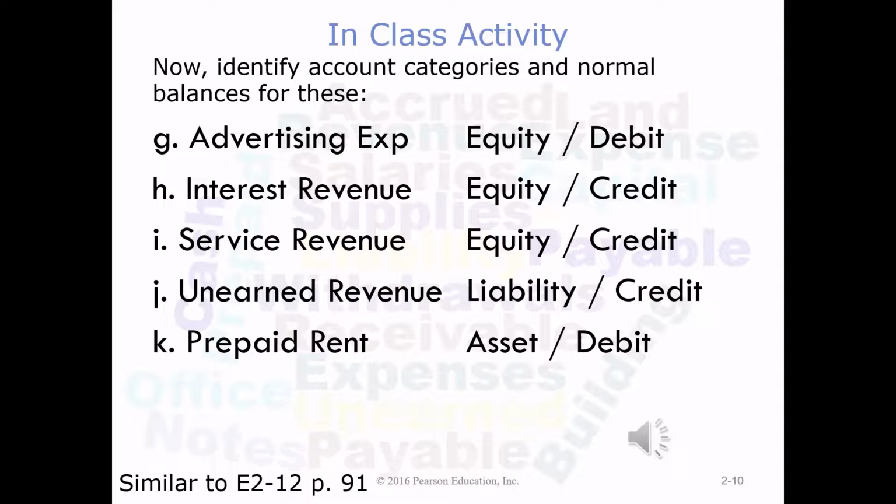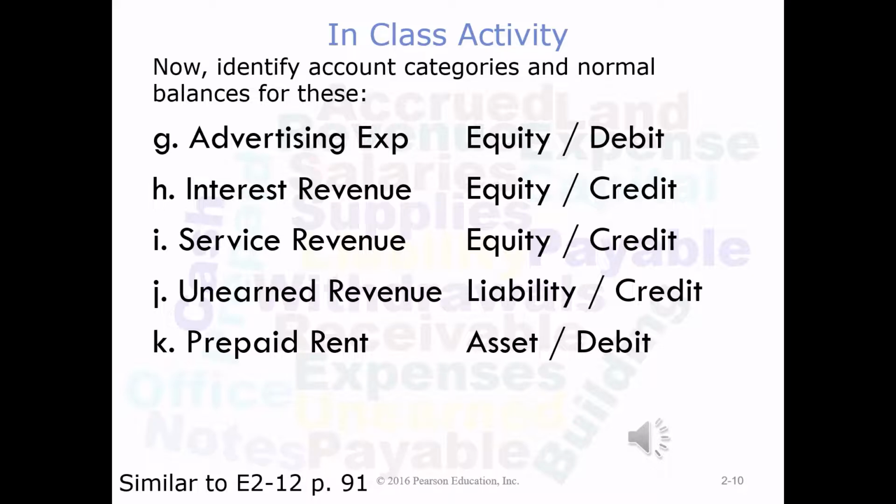There's a couple of tricky ones here, so let's look at all of them. First of all, advertising expense. Revenue and expenses both are in the equity section. Since when we pay out expenses, we reduce our equity, this has a debit balance because remember, equity is on the right-hand side of our accounting equation and has a normal balance of credit. So expenses with a normal balance of debits will reduce our equity.